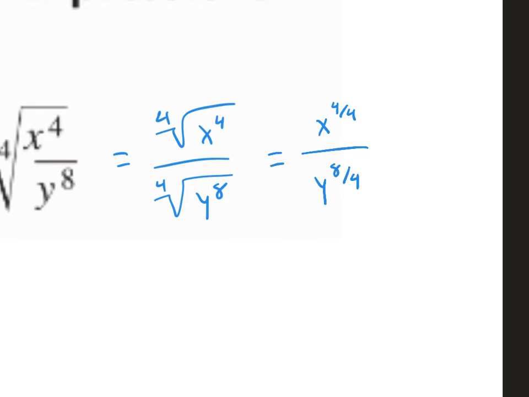What's 4 divided by 4? 1. So we just have 1x on top. And what's 8 divided by 4? 2. So y squared. That would be it. All right, let's go to the next example.